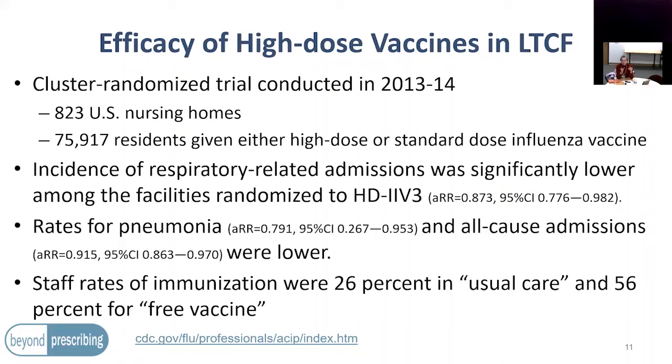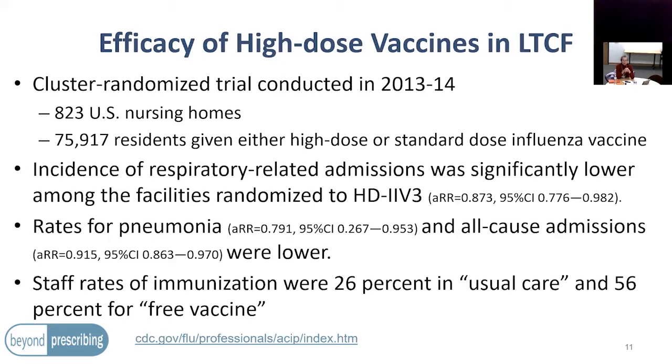They saw some improvement in respiratory related admissions, maybe 13% drop there with an adjusted rate ratio, that's the 0.873, that's about a 13% drop. Pneumonia, 20% drop, all-cause admissions, 9% drop. Wasn't huge, but when you're dealing with hundreds of thousands of people, it's a lot of patients.